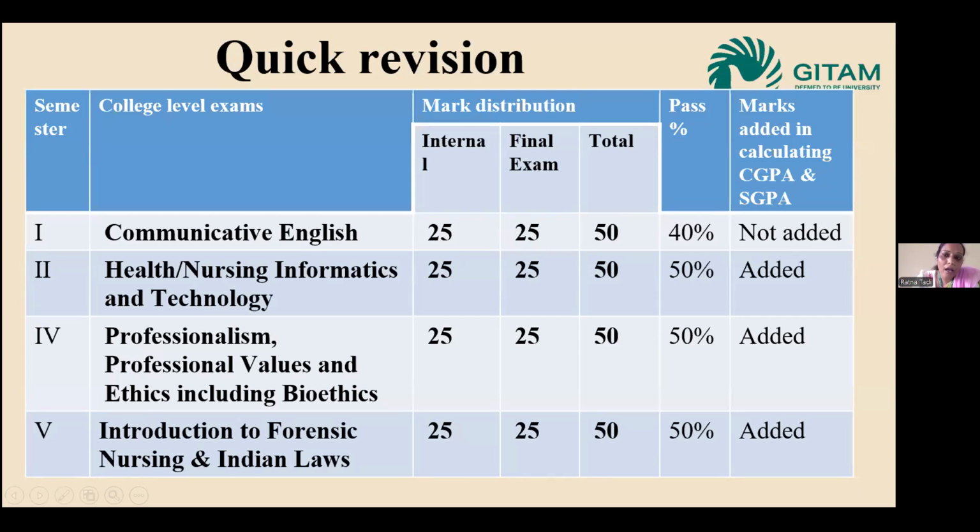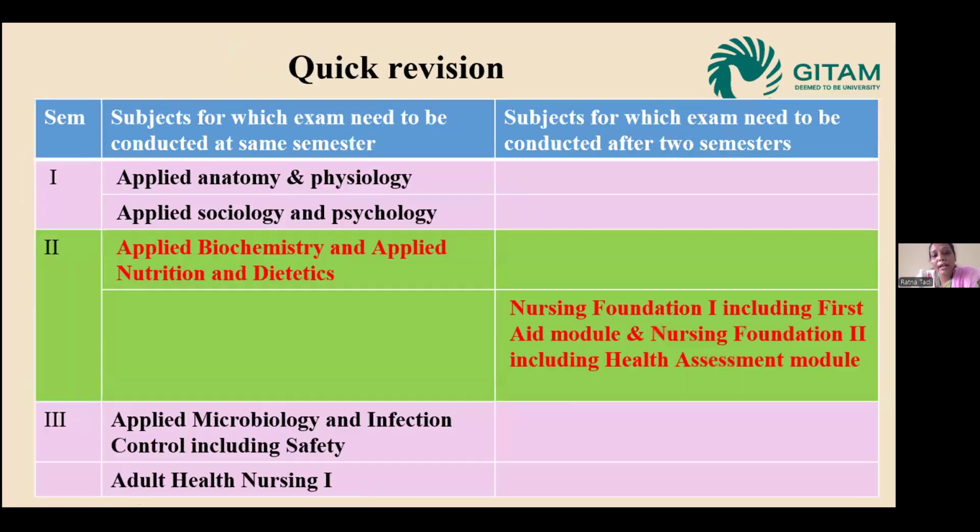So tomorrow I will be dealing with how to calculate SGPA and CGPA. There are 1, 2, 3 examples I had kept, and that will help us to get this fixed in our brain. So these are the things which we need to remember here. For English and elective, 40% is the passing mark. For all remaining, it is 50%, including mandatory modules.